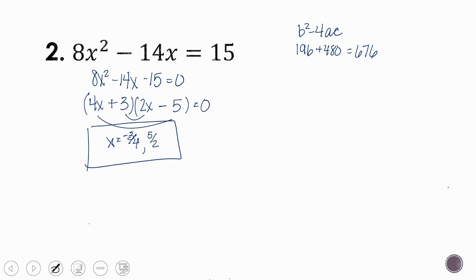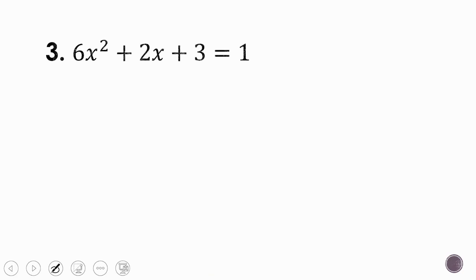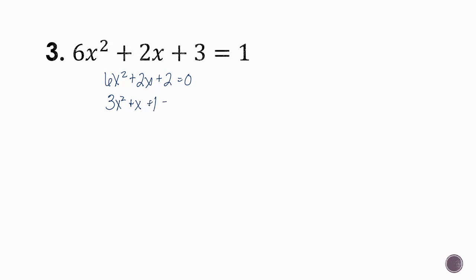Let's do one more. This time we've got 6x squared plus 2x, and then I'm going to subtract the 1 right away and get plus 2. Now, I can right away divide everything by 2. So I'm going to do that. I'm going to get 3x squared plus x plus 1 equals 0. I'm thinking about factoring again, but there's no way I can use factors of 3 and 1 to make 1. Like, that just won't work. So I am going to have to either complete the square or use the quadratic formula.